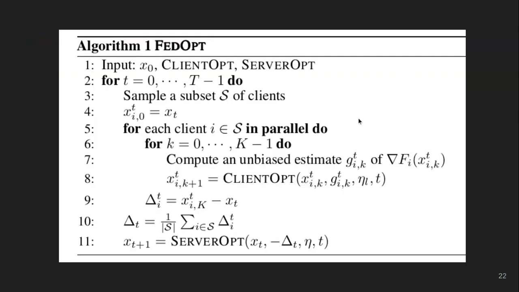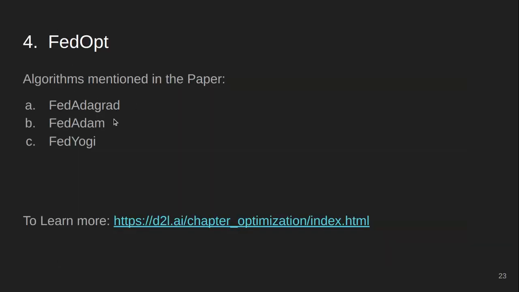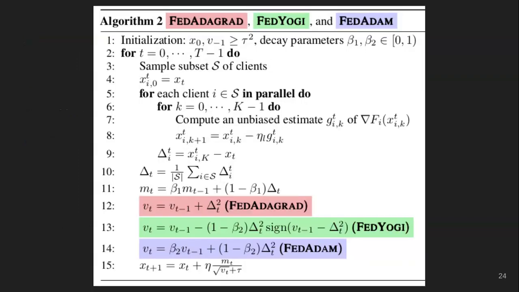So this is the general framework. You can use any kind of adaptive optimizer which stores the average of the past gradients. I'll just discuss three methods that I have implemented: Adagrad, Adam, and Yogi. To know about them better, you can check out the optimization chapter of the Dive into Deep Learning book. Okay, so here's the pseudocode from the same paper.